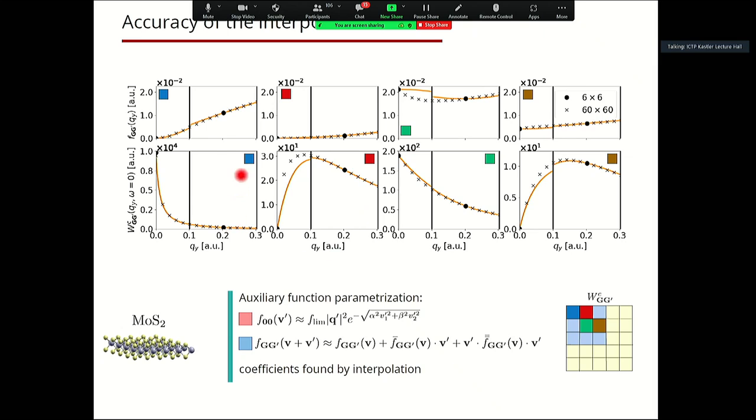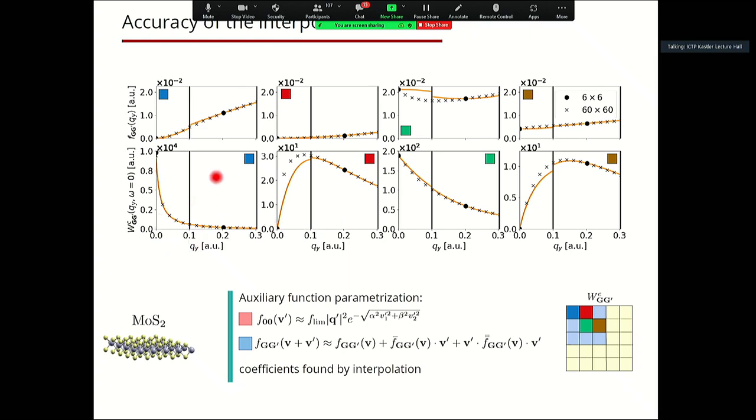Here we can see briefly the results of this interpolation. On the top panels, this auxiliary function, and on the lower panels, the screened interaction for some selected matrix elements. The first thing we can see is that the screened interaction changes its order of magnitude, while the auxiliary function does not. And this is why it is better and more stable to interpolate the auxiliary function instead of the screened interaction.